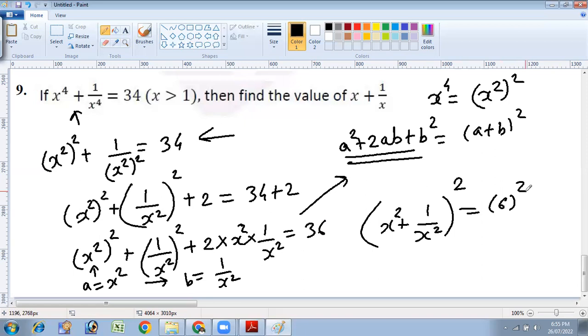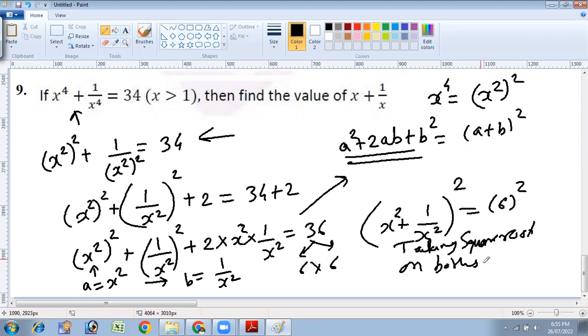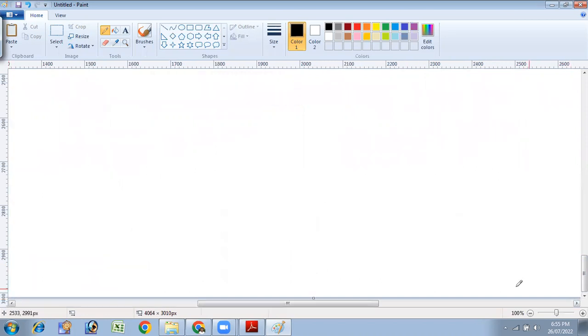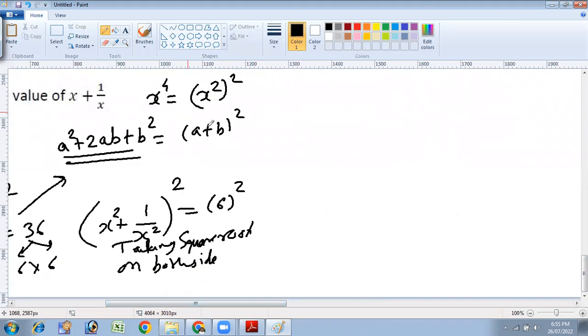Understand? 36, 6 sixes are 36. Taking square root on both sides, what will we get? We will get here x square plus 1 upon x square is equal to 6. That we will get now. Understand up to this?